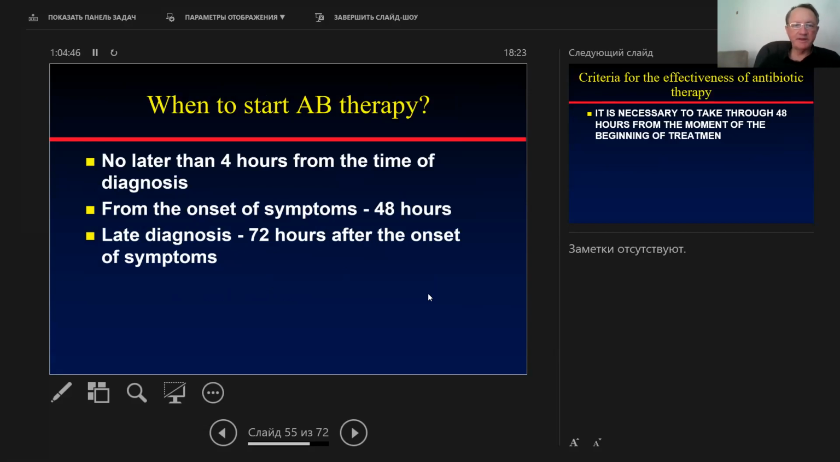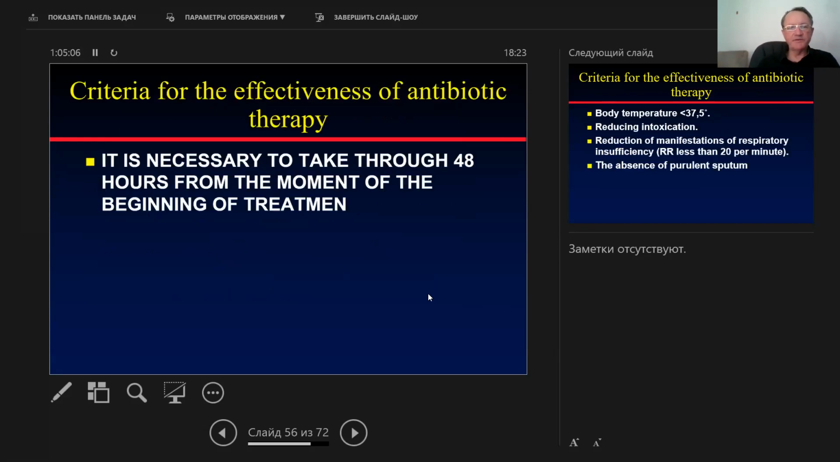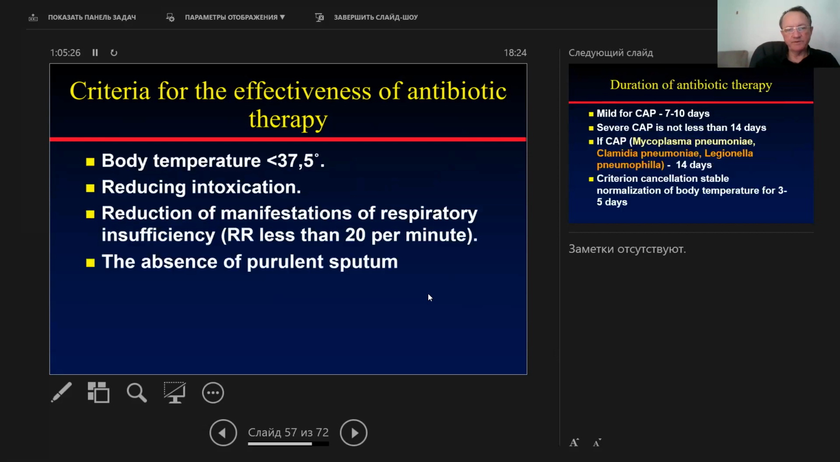When should we start therapy? No later than 4 hours from the time of diagnosis. From the onset of symptoms, it's approximately 48 hours. Late diagnosis is 72 hours after the onset of symptoms. Criteria for effectiveness of antibiotic therapy should be assessed throughout the 48 hours from the beginning of treatment. That's why after 48 hours, we should analyze the effectiveness of our antibiotic therapy.